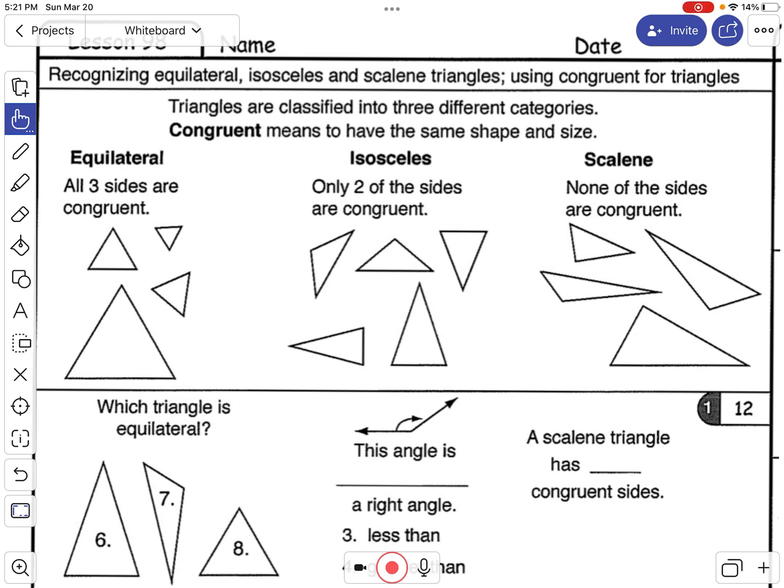All right, well, welcome everybody to 4th grade Excel lesson number 98. We're going to be looking at triangles today, 3 different kinds of triangles and what the word congruent means. Just a reminder, I'm sure most of you already know that.